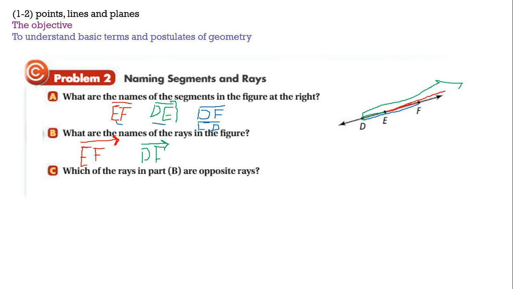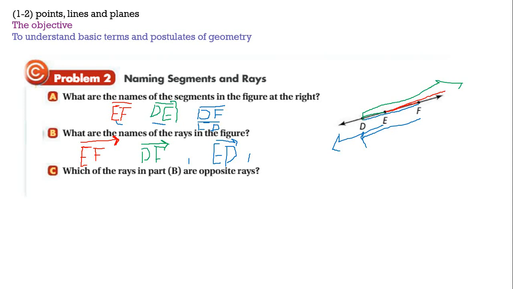Now we said DF, EF, and that's it. You can also have the opposite direction from these two rays, which is ED, which goes like this. Also, you have FD, which goes like this. FD is the opposite direction of EF.